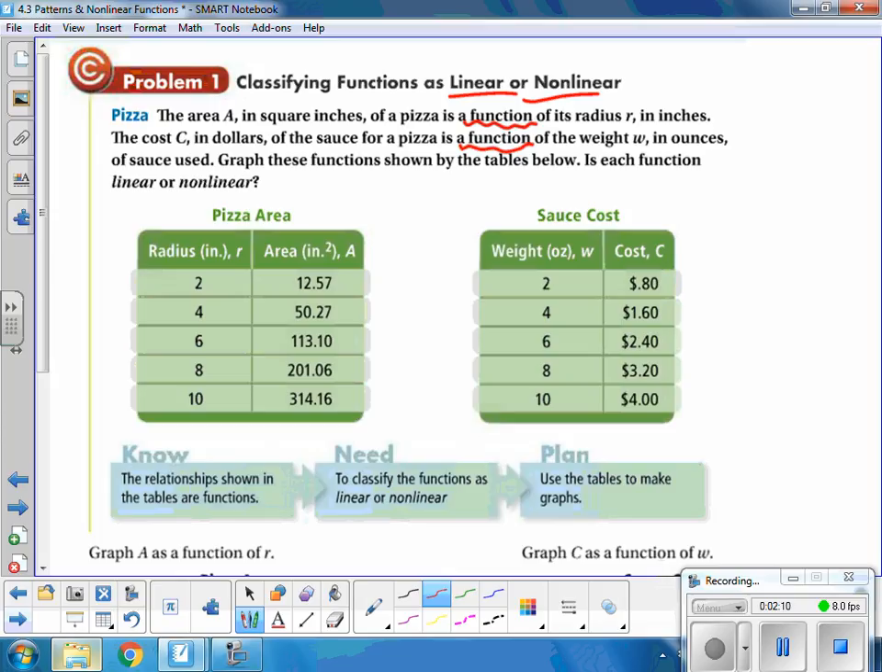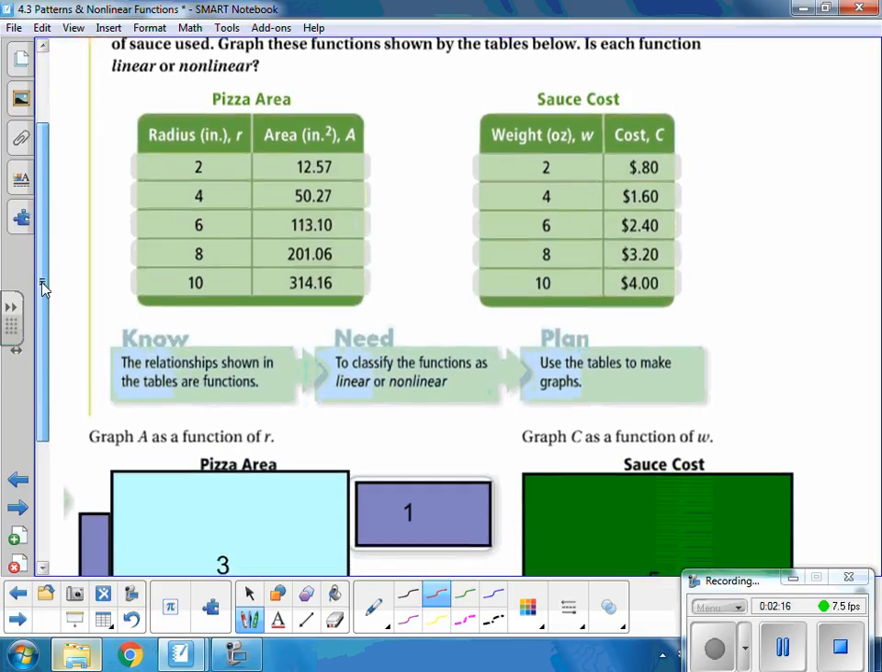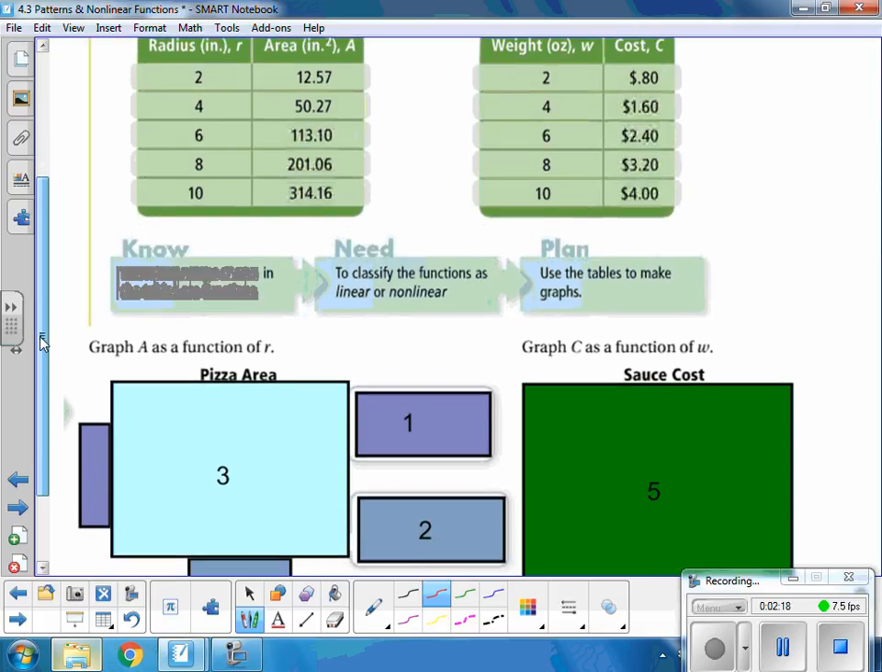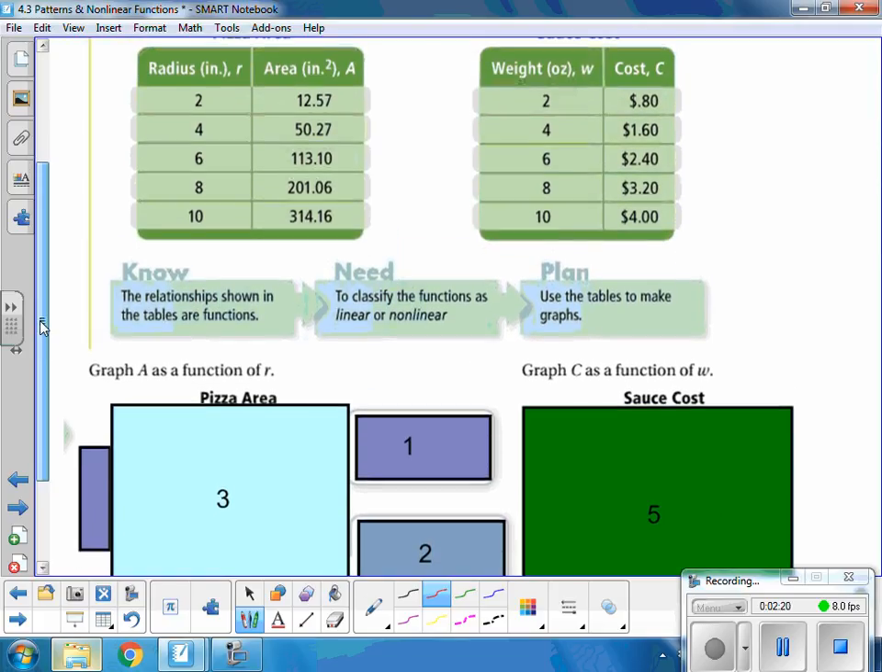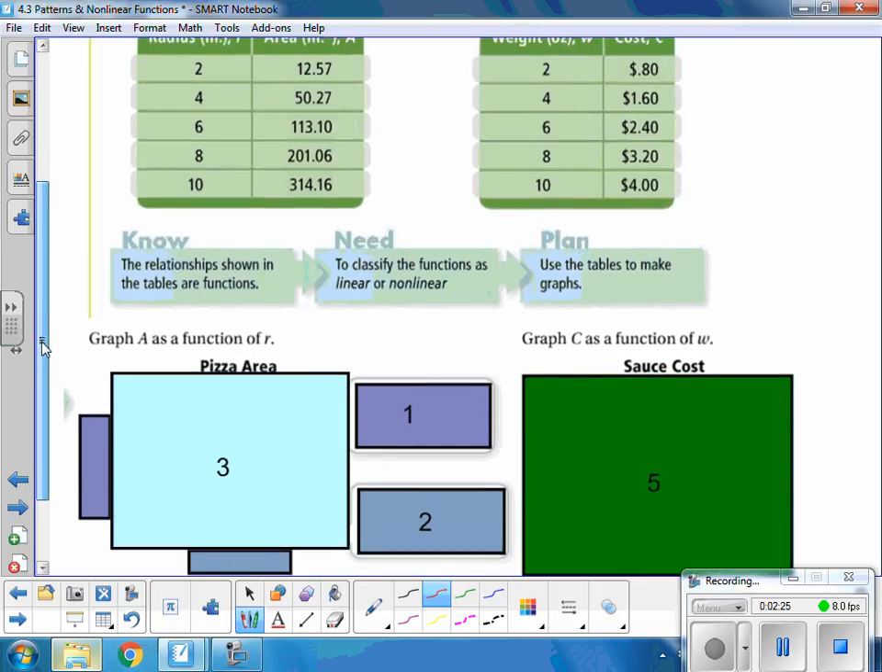Graph these functions shown by the tables below. Is each function linear or nonlinear? And that's what we're looking for. So we have pizza area and sauce cost. Let's take a look at these. We've got the information up here as radius and area, and then we've got the weight and the cost. So I'm going to keep moving down.